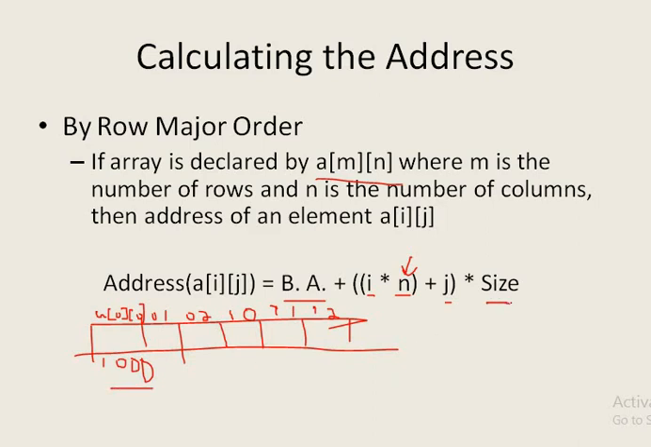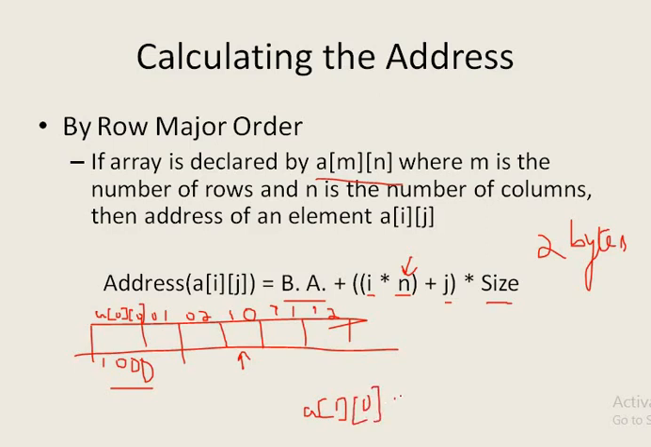And if you know the size of the elements, that is, if you are using an integer array, then to store an integer value needs, let us assume, 2 bytes. 2 bytes memory is required for storing a single integer value. Then size will be 2 here. Now, let us say you want to find the address of this particular element, that is A of 1, 0. You can apply this formula to find this.